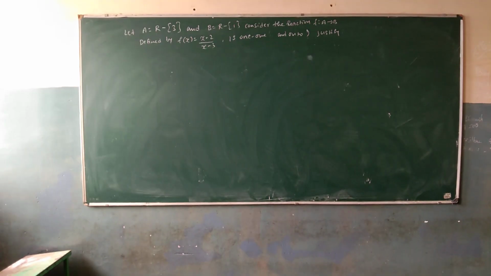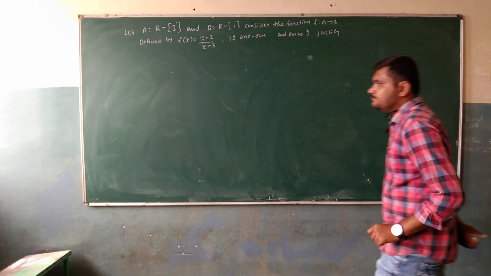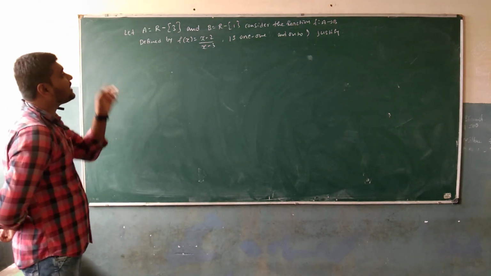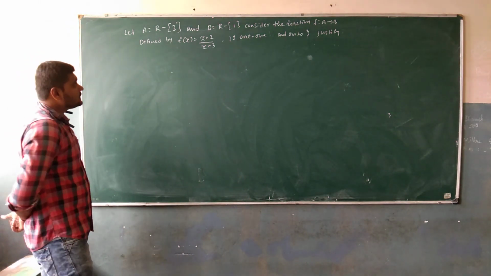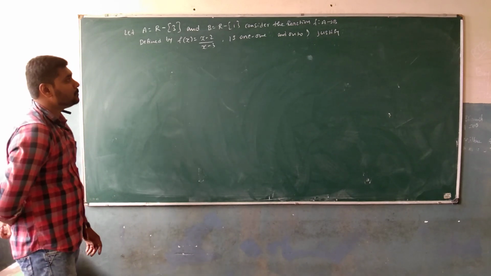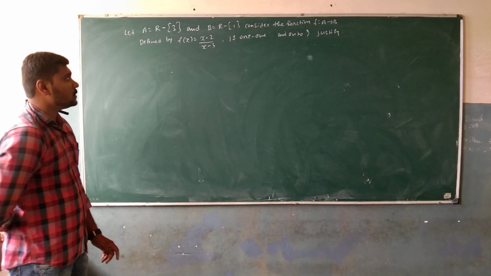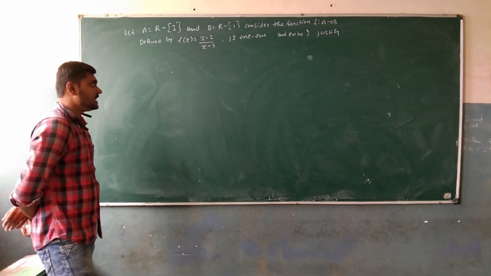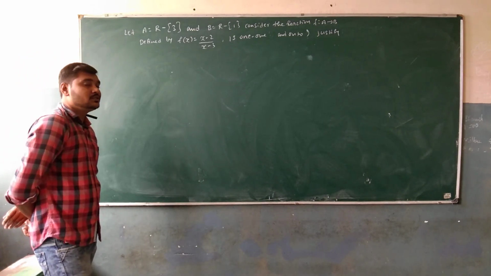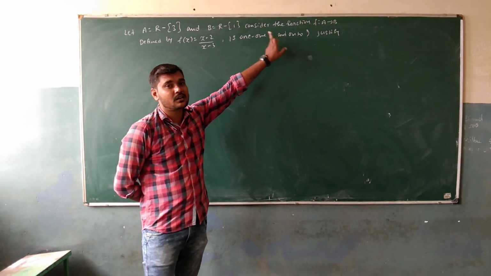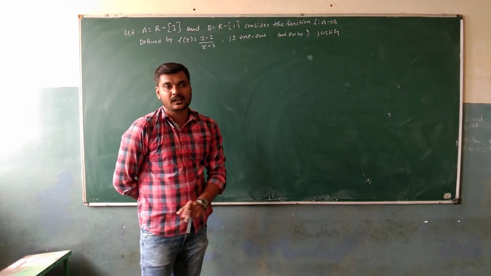So the next question is, let A be equal to R minus {3}, and B is equal to R minus {1}. Consider the function f from A to B defined by f of x is equal to (x minus 2) divided by (x minus 3). Is it one-one and onto? Justify your answer.